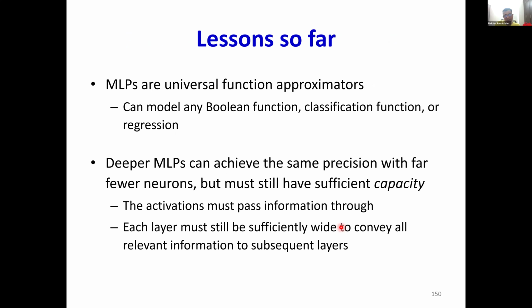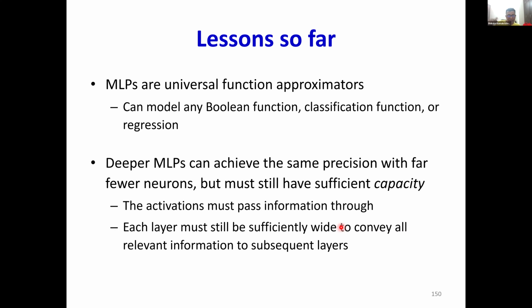So the lessons so far are that MLPs are universal function approximators. They can model any Boolean function, classification function, or regression. Deeper MLPs can achieve the same precision with far fewer neurons, but must still have sufficient capacity. The activations must pass information through. In MLPs, there's a minimum width for every layer, and the minimum width for the layer depends on the kind of activation you're using.